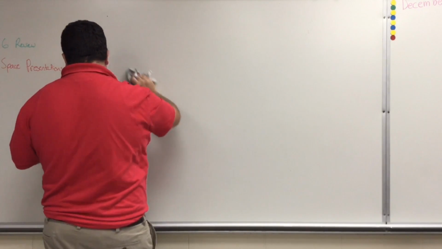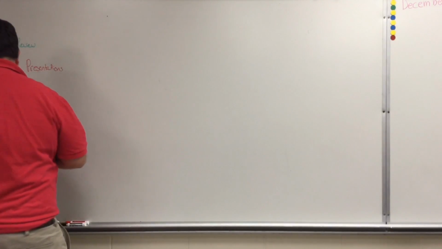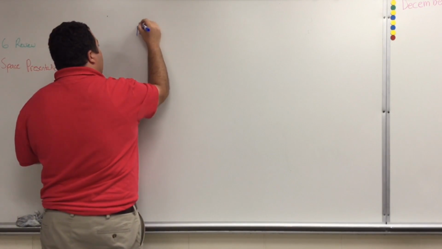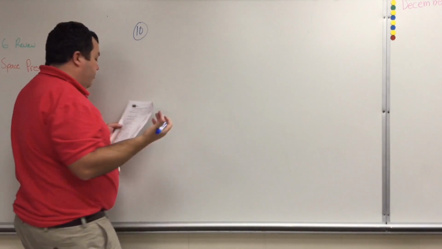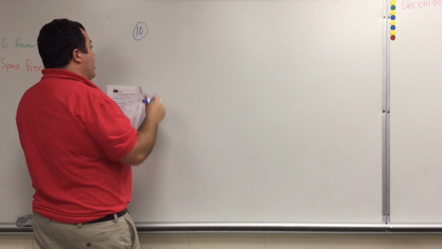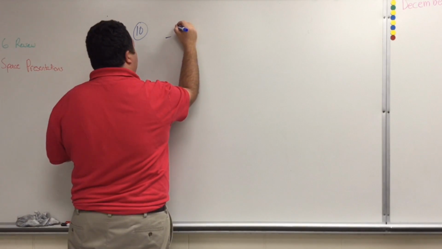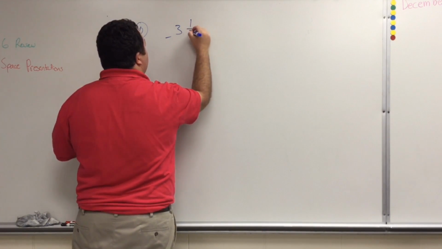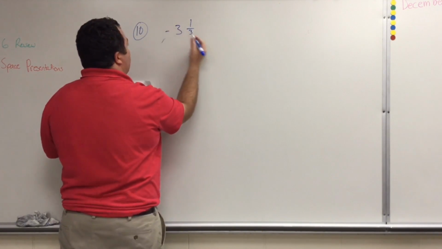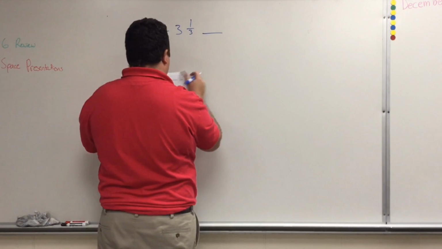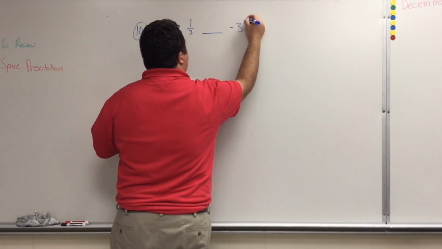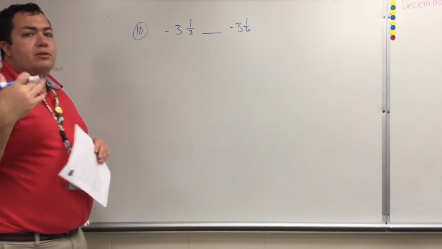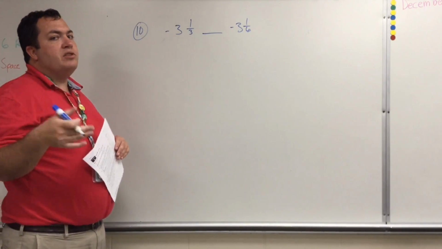Next question we're going to go over is number 10, which is comparing fractions if they're less than or greater than. So it's -3 1/3, and then you have -3 1/6. Well, because they're negative, we need to find the number closest to 0.